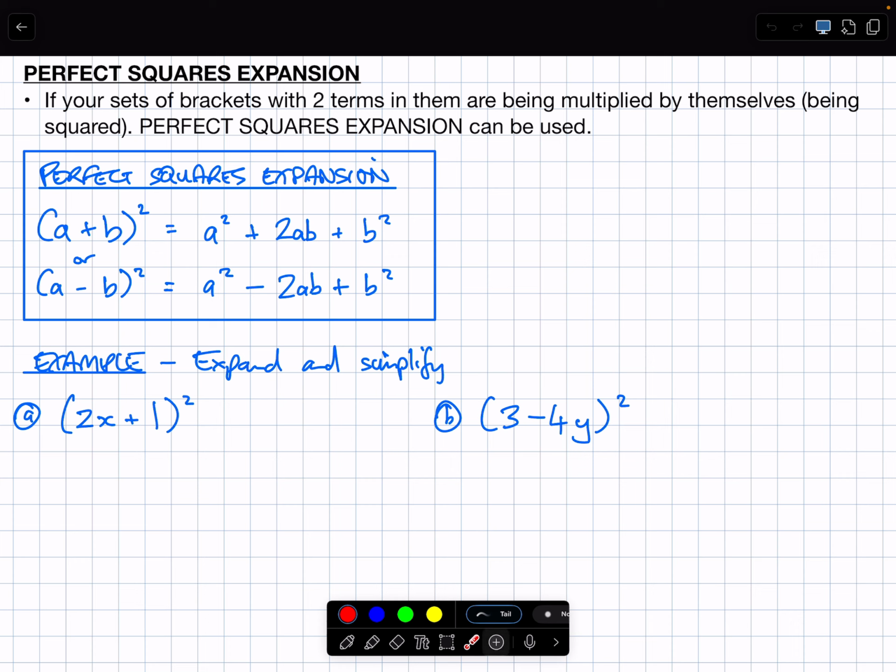If your set of brackets has 2 terms and they're being multiplied by themselves, so you can see on here in the top one, if you've got a number plus another number and the whole thing is squared, then the shortcut is this, a squared plus 2ab plus b squared. If it's minus, so there's 2 options here. If it's a minus between them and you're squaring the whole set of brackets, it's a squared minus 2ab plus b squared. Can you please get the shortcut down?